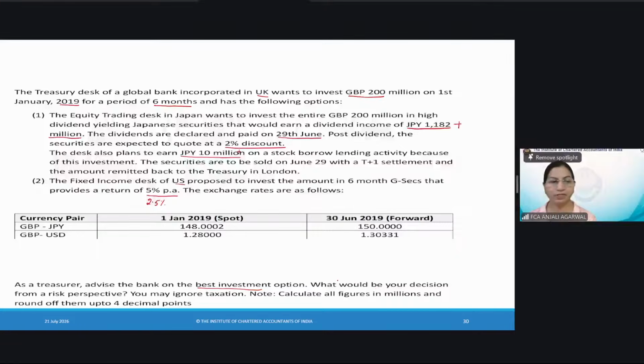What would be your decision from the risk perspective? You can ignore taxation and calculate all figures in millions and round them up to 4 decimal points. So if we have any intermittent figures also, that also will be rounded off to 4 decimals. So to begin with, number one, we invest in Japan looking at option 1.